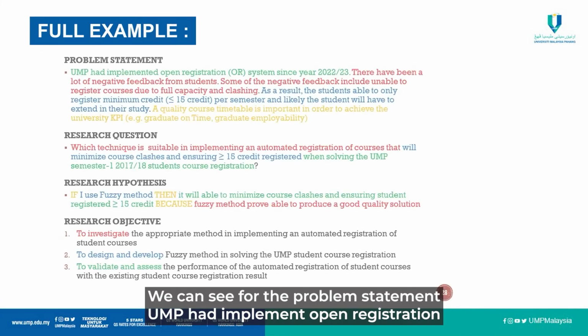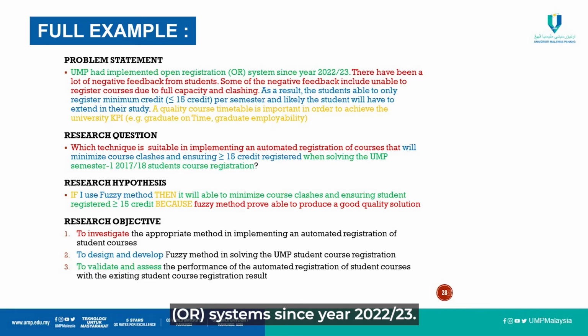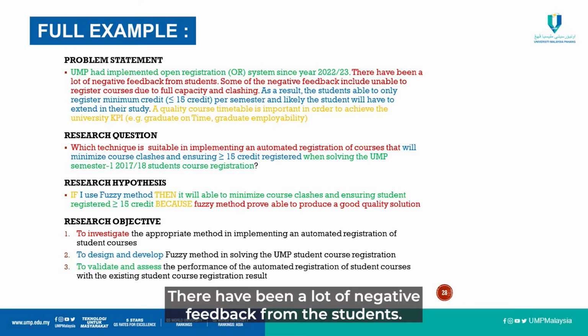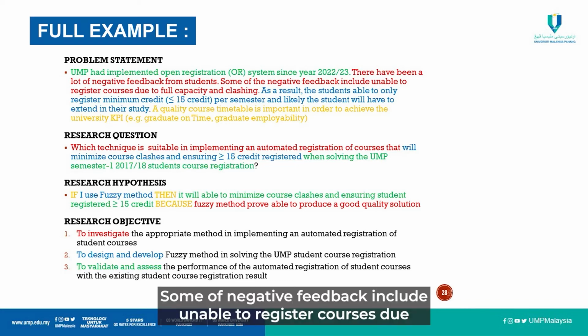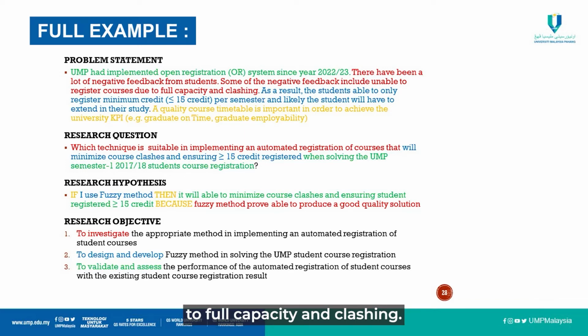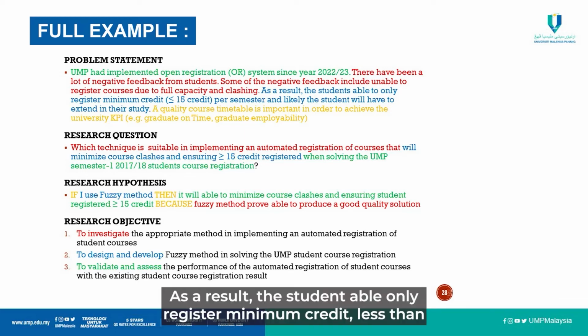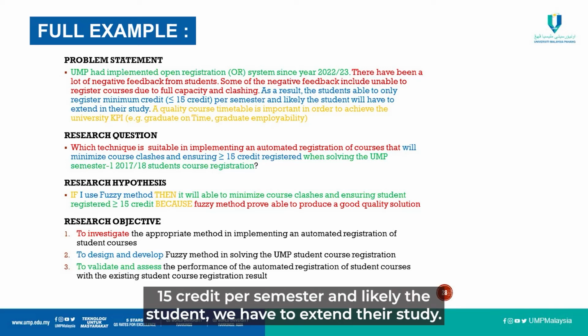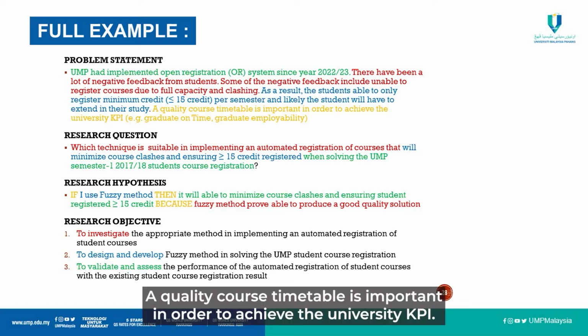We can see for the problem statement, UMP had implemented the open registration (OR) system since year 2022-23. There has been a lot of negative feedback from the students. Some of the negative feedback includes being unable to register for courses due to full capacity and clashing. As a result, students are able to register only the minimum credit, less than 15 credits per semester, and likely the students will have to extend their study. A quality course timetable is important in order to achieve the university KPI.